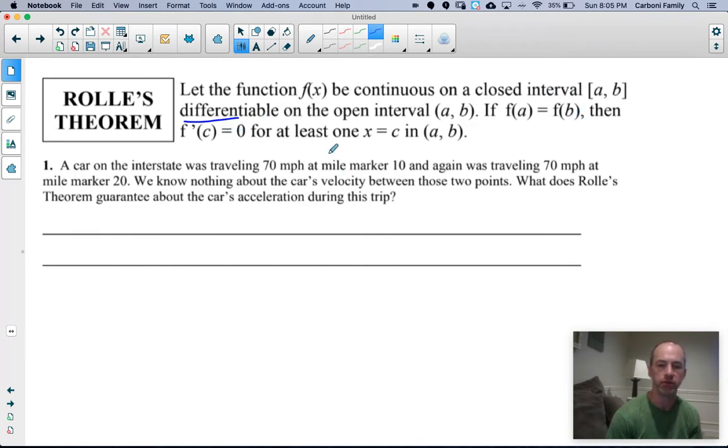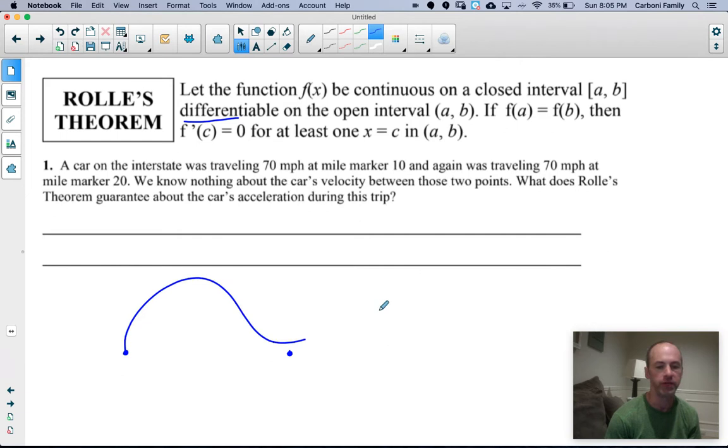is equal to 0. Graphically, the best way to explain that is if you have a function that begins and ends at the same value. Let's see if I can hit these points. And you are differentiable, which means you're smooth, no cusps, no discontinuity, just a nice, smooth, continuous function.